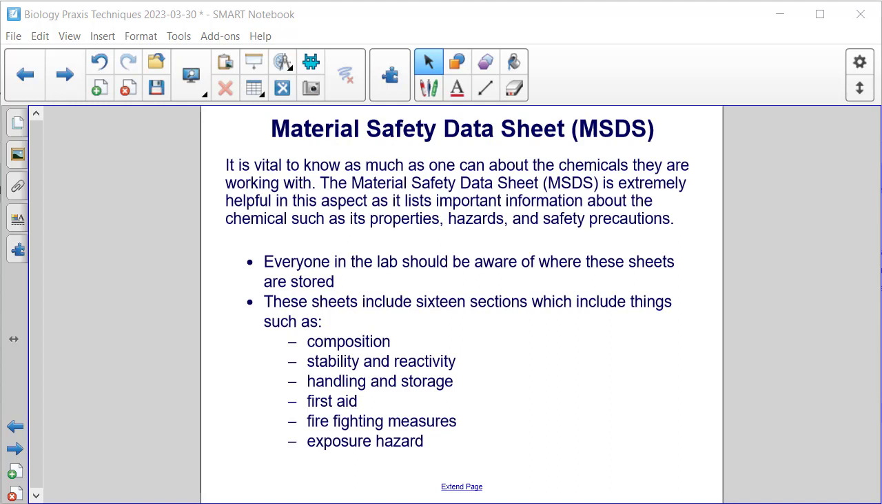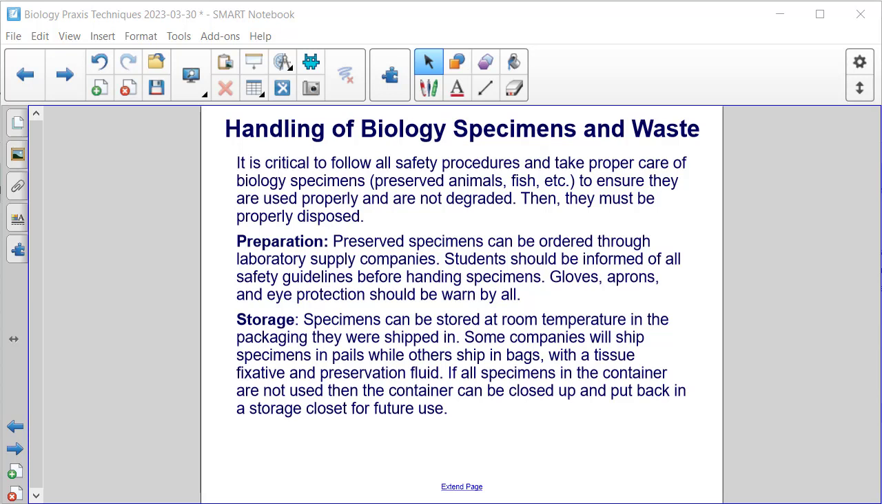Material Safety Data Sheet, or MSDS. It is vital to know as much as one can about the chemicals they are working with. The Material Safety Data Sheet, MSDS, is extremely helpful in this aspect, as it lists important information about the chemical, such as its properties, hazards, and safety precautions. Everyone in the lab should be aware of where these sheets are stored. These sheets include 16 sections, which include things such as composition, stability and reactivity, handling and storage, first aid, firefighting measures, and exposure hazard.